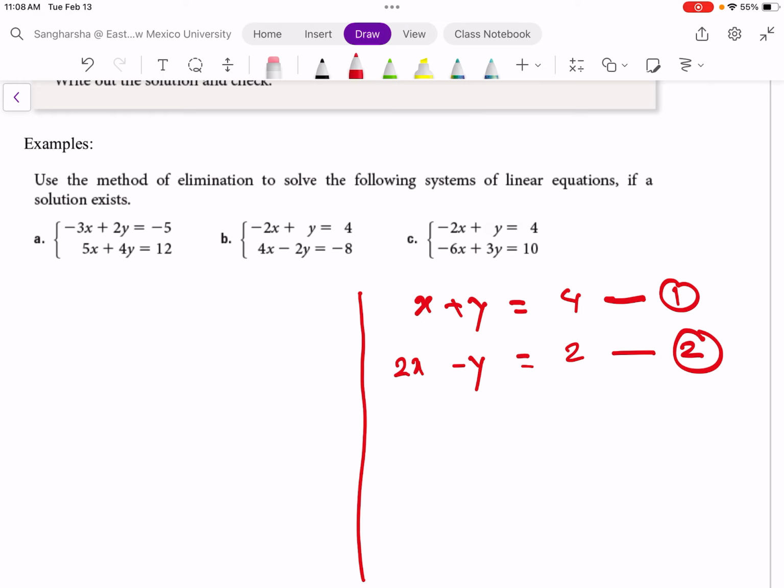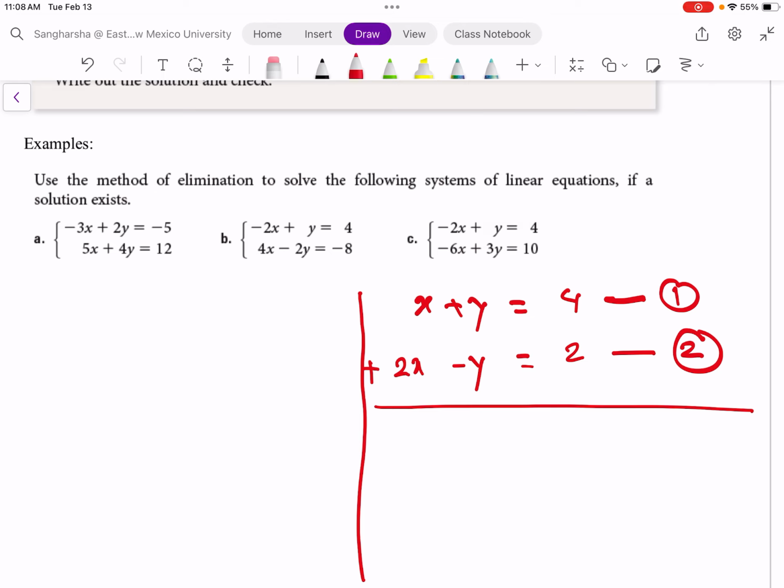Now, is there any way we could eliminate one variable by adding or subtracting these two equations? Okay, what do we have to do? Do we have to add or subtract these two equations? Let's see, we have two options: you can add or you can subtract. If we add these two equations, let's see what happens. When you add, the sign of the terms does not change.